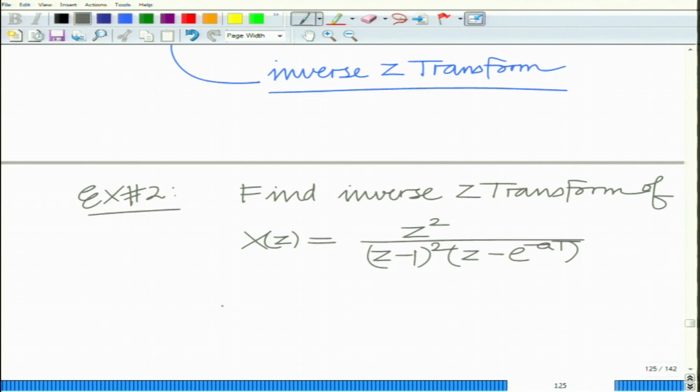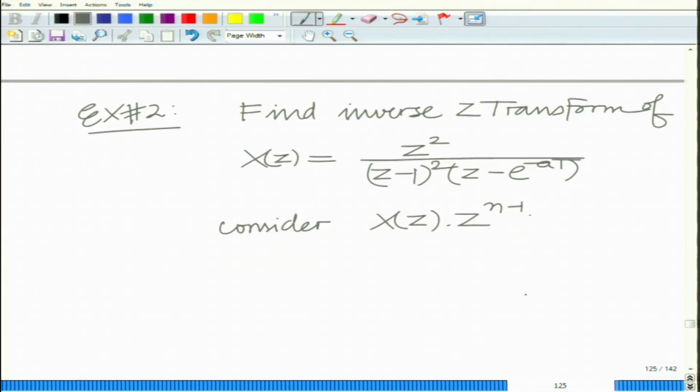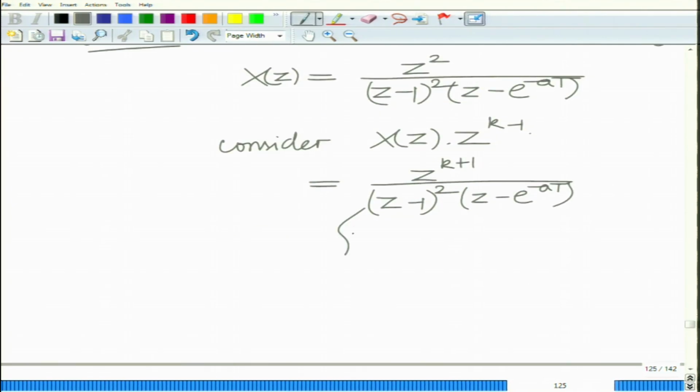Okay. Now, consider x(z) into z raised to n minus 1, or z raised to k minus 1, to evaluate x(k). This is equal to z squared into z raised to k minus 1, so z raised to k plus 1 divided by (z minus 1) squared into (z minus e raised to minus a t). Now, note that there is a simple pole at z equal to e raised to minus a t.